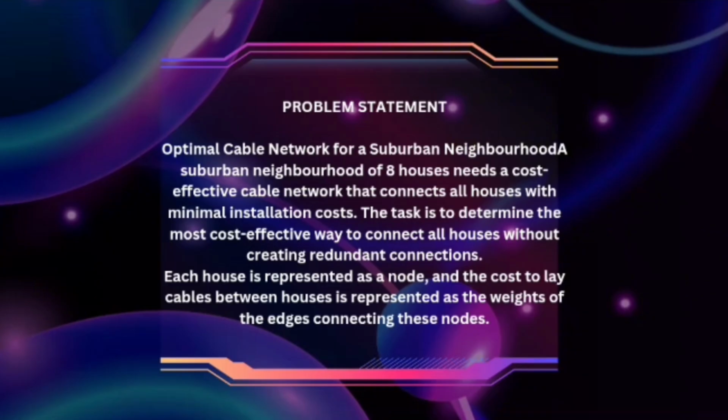So, this is our problem statement. Our problem's title is Optimal Cable Network for a Suburban Neighborhood. A suburban neighborhood of 8 houses needs a cost-effective cable network that connects all houses with minimal installation costs. The task is to determine the most cost-effective way to connect all houses without creating redundant connections. Each house is represented as a node, and the cost to lay cables between houses is represented as the weights of the edges connecting these nodes.